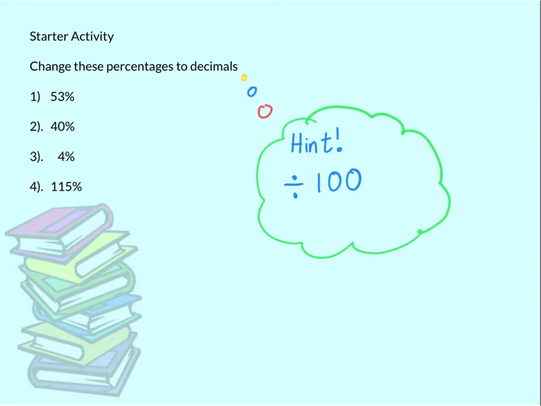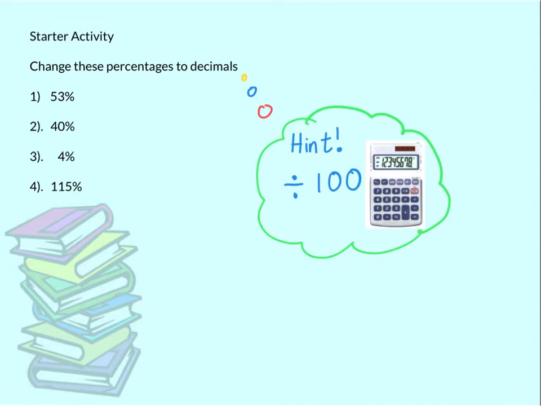I have a hint for you here. If you're struggling to change a percentage to a decimal, you should divide by 100. Another hint for you, if you're still struggling, is you are allowed to use a calculator today. I'd hope you wouldn't need to use a calculator for these, but you can do.